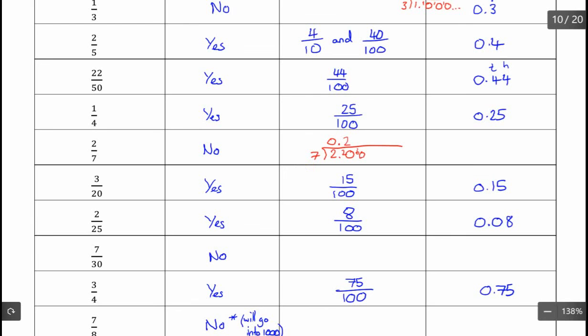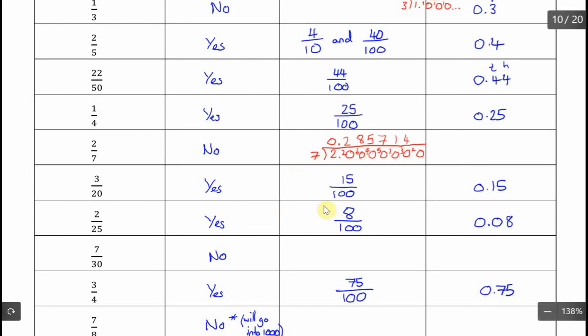Put a 0 every time we don't have anything next to it. How many 7's go into 60? 7 8's are 56, so 8. 4 remaining. How many 7's go into 40? 5. 5 7's are 35. 5 remaining. 7's into 50 goes 7 times, so that's 49. 1 remaining. 7's into 10 goes once, with 3 remaining. 7's into 30 goes 4 times, with 2 remaining. Mine's getting longer.